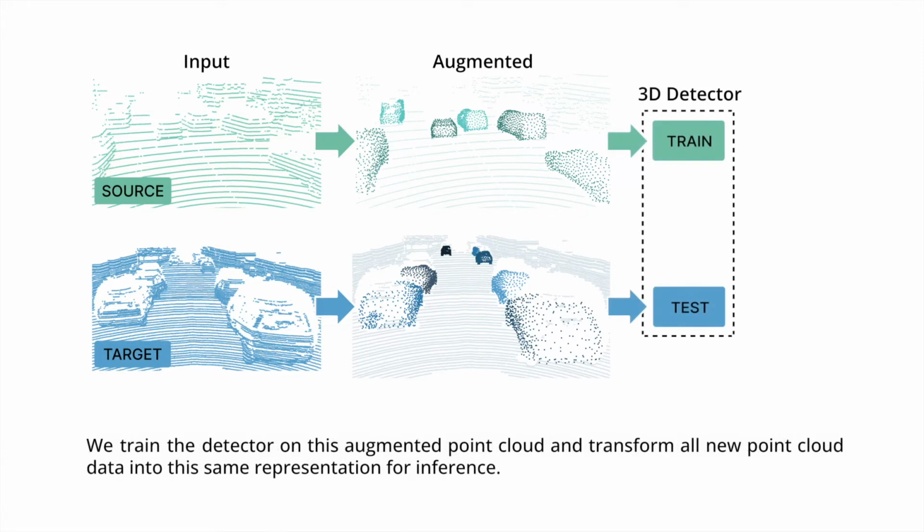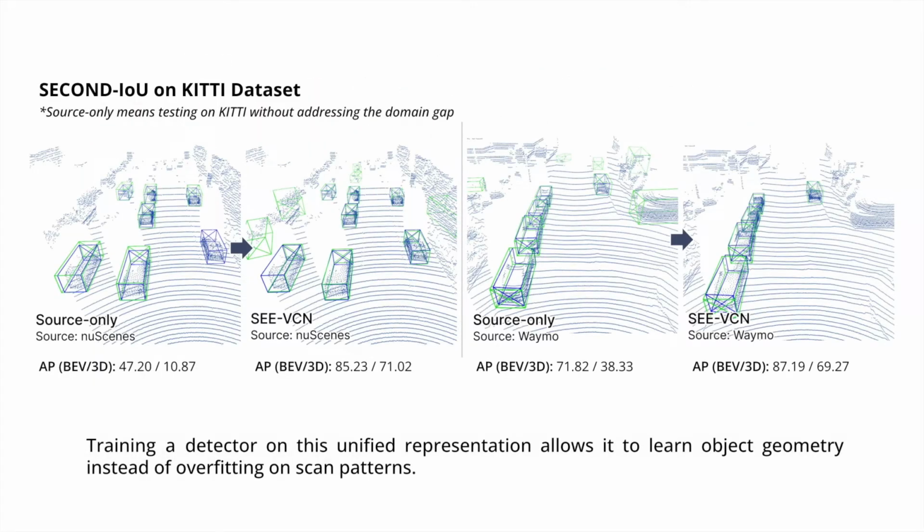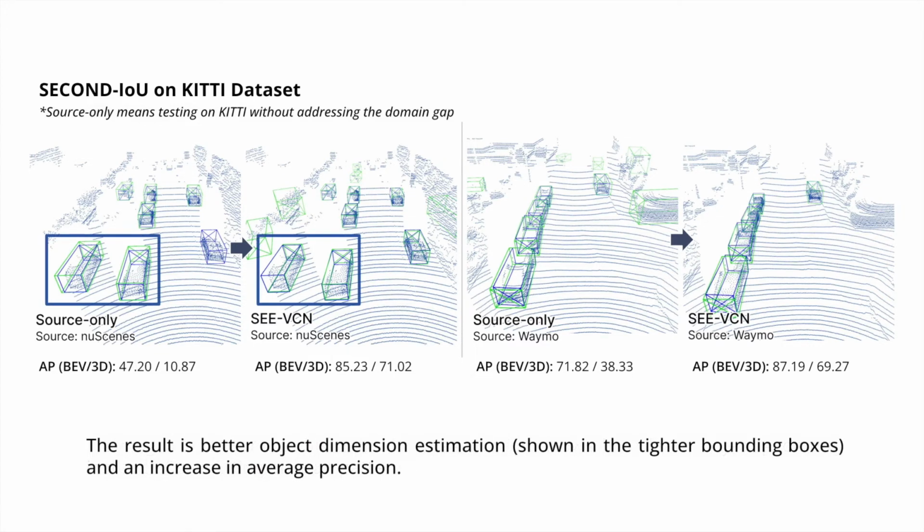We train the detector on this augmented point cloud and transform all new point cloud data into this same representation for inference. Training a detector on this unified representation allows it to learn object geometry instead of overfitting on scan patterns. The result is better object dimension estimation, shown in the tighter bounding boxes, and an increase in average precision.